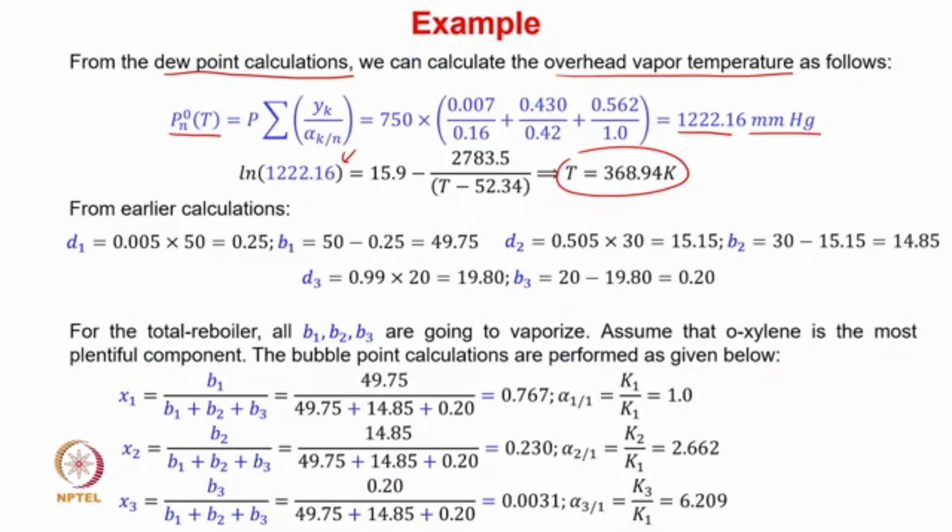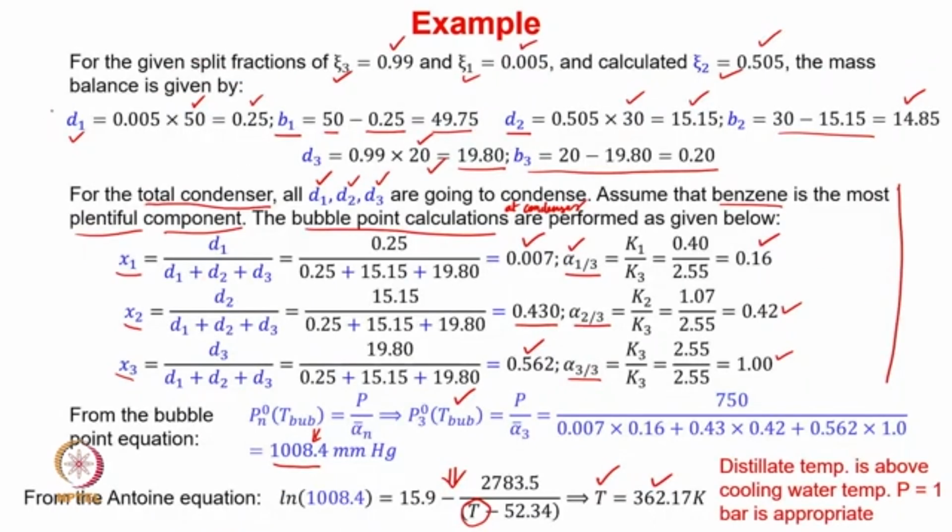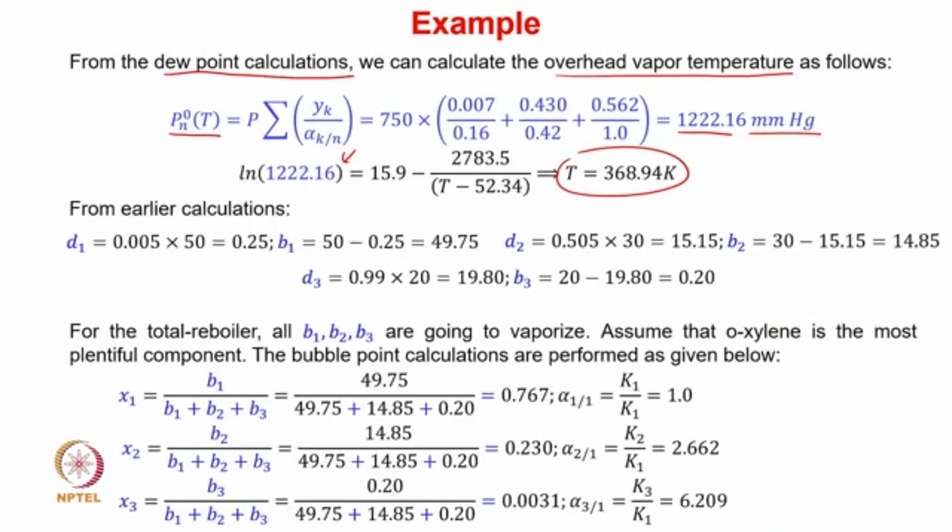Now let's look at the calculation with respect to the reboiler. So again same, the mass balance. The molar flow rates which we have obtained for distillate and bottom product are given here. These are the same values which we have calculated here. So the same values we are now using for the calculation at the bottom product.